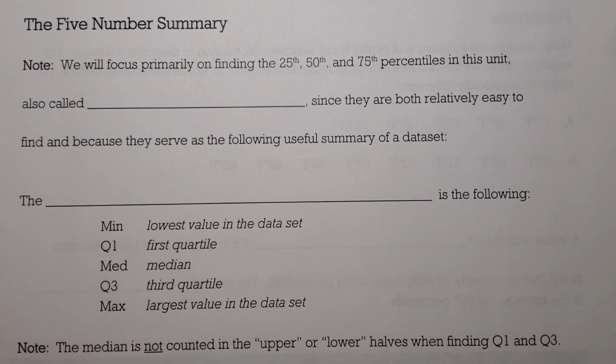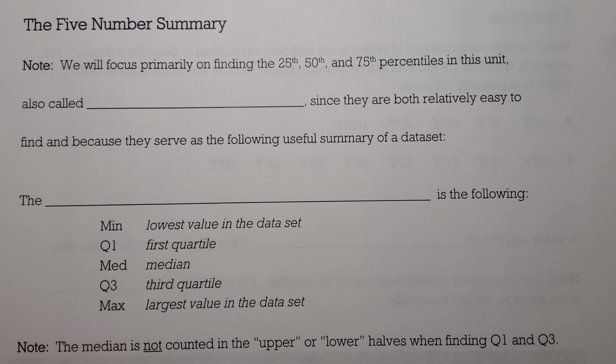So in the last video we talked about percentiles and how if you're in, say, the 70th percentile, that means that you scored greater than 70% of the rest of the values in the data set. So 30% scored greater than you did, 70% were less than you. So we are going to focus primarily on the 25th, the 50th, and the 75th percentiles in our class. And you'll notice that 25%, 50%, and 75% are values that are going to divide the data set up into quarters. So because of that, we're going to call these quartiles.